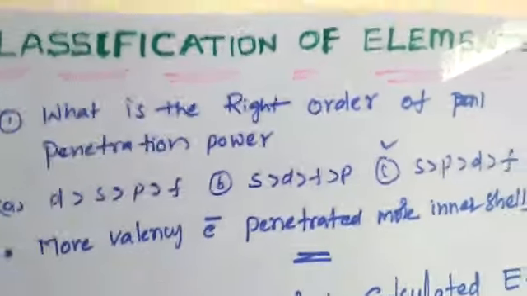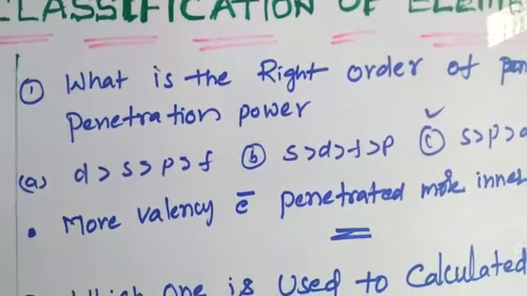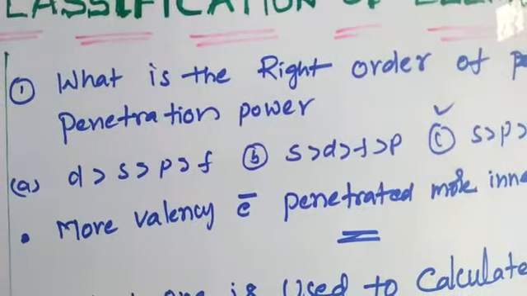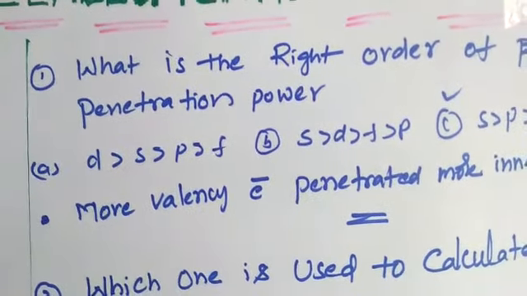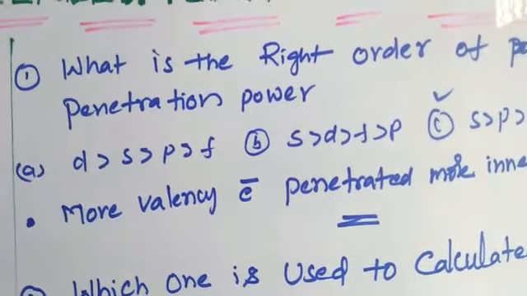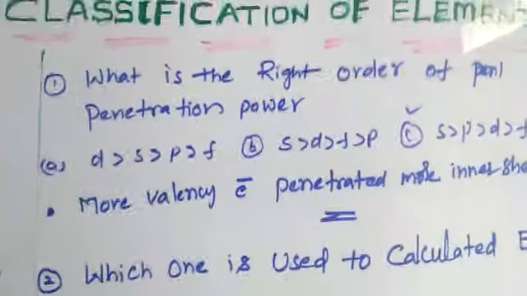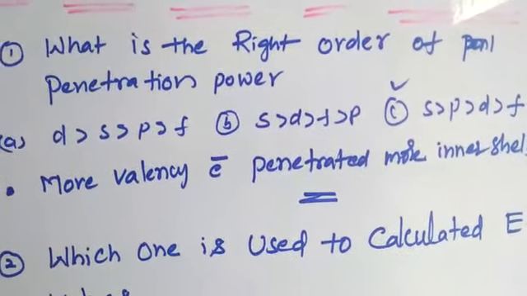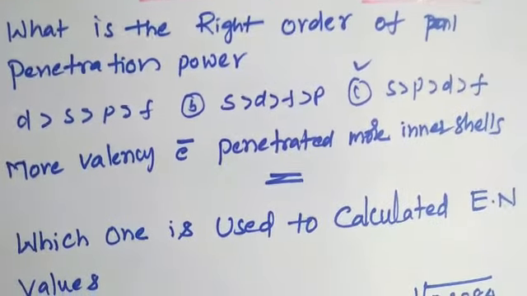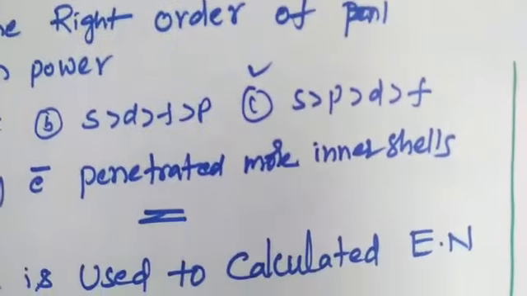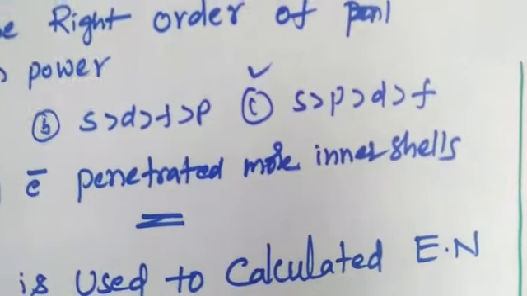Look, what is the right answer for the penetration power? Similarly, screening power is like penetration power. When an element has valence electrons, they penetrate very much into the inner shells. So that's why the S orbital has more penetrating power than P, P is more than D, D is more than F. So that's why C is the right answer. S is greater than P, P is greater than D, D is greater than F.